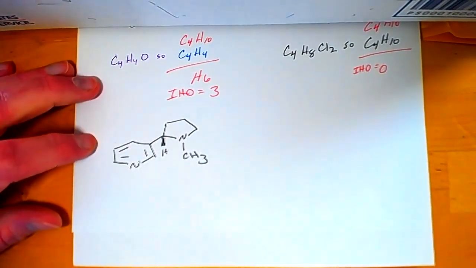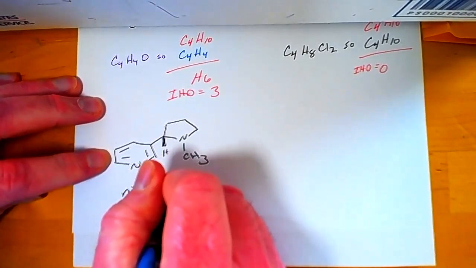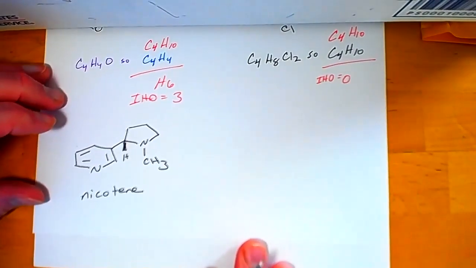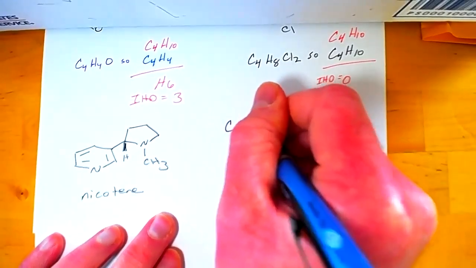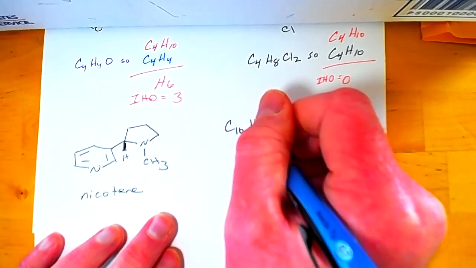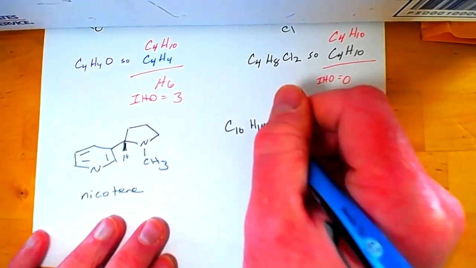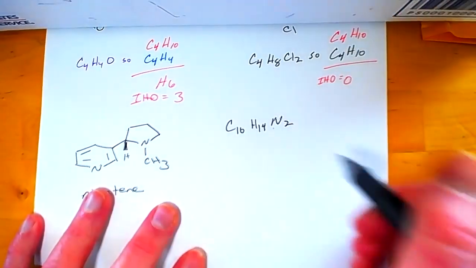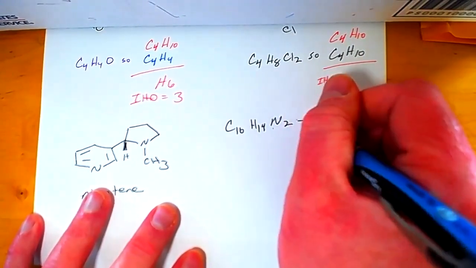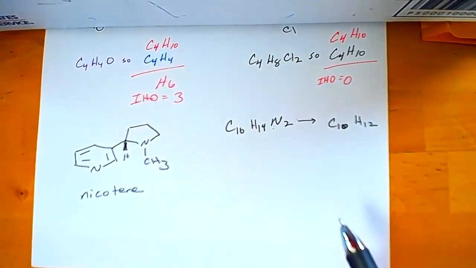Okay, so I picked a natural product, the compound nicotine, the active ingredient found in tobacco products. It has a chemical formula of C10H14N2. Just verify that. It's got 2 nitrogens, so we should treat this like C10H12, subtracting 2 hydrogens from that.